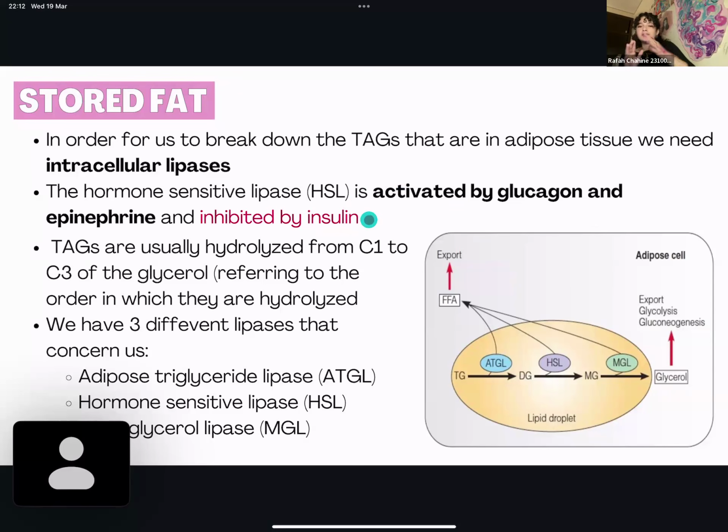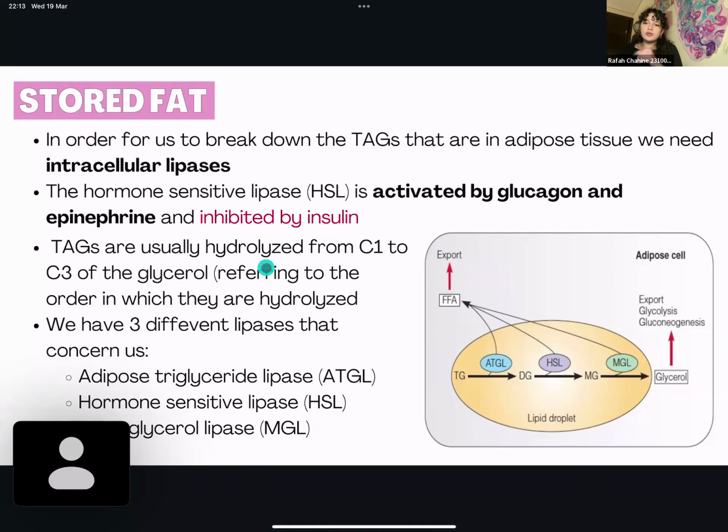Now, it is inhibited by insulin because insulin is a hormone that our body secretes when it is telling us to store energy. So when insulin is on the rise, it's not saying, okay, go and break down fat. No, it's telling us, hey, store fat, store this glucose, store everything that you've got, because we need to store that energy. So a little recap: to get triglycerides from stored fat, we need intracellular lipases. We have 3 of those. We have ATGL, HSL, and MGL, and they break down triglycerides in a stepwise fashion, going from 3, 2 to 1. And then HSL gets activated by hormones such as glucagon and epinephrine, and it gets inhibited by insulin.